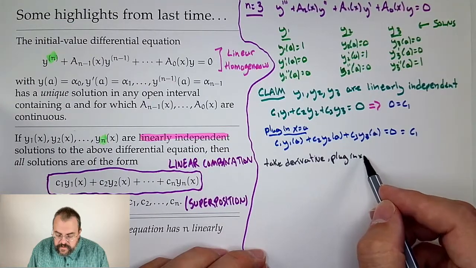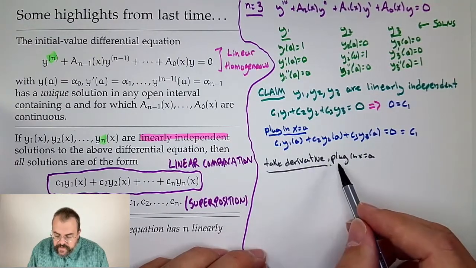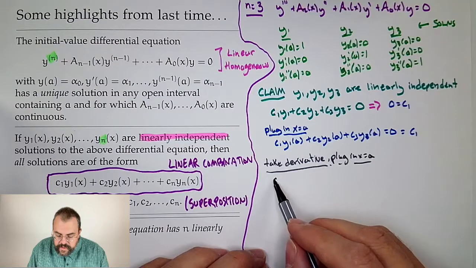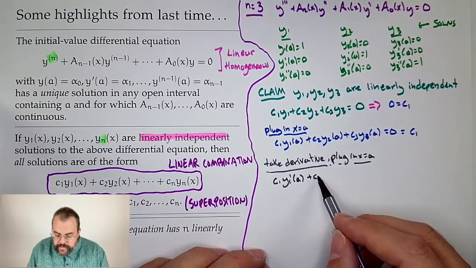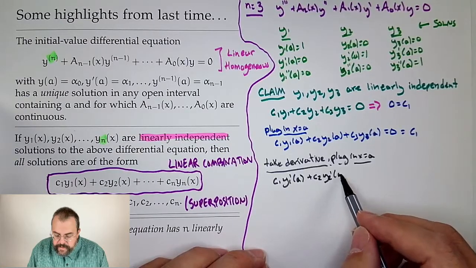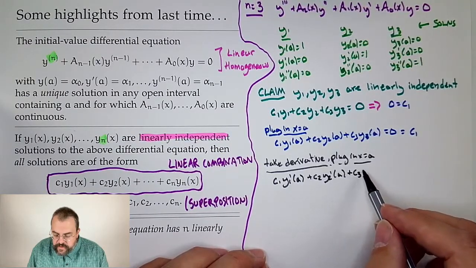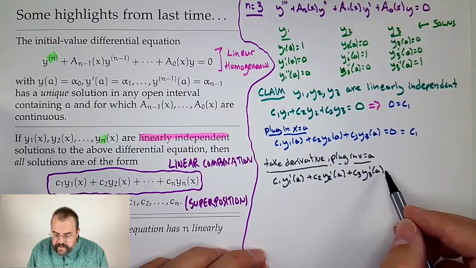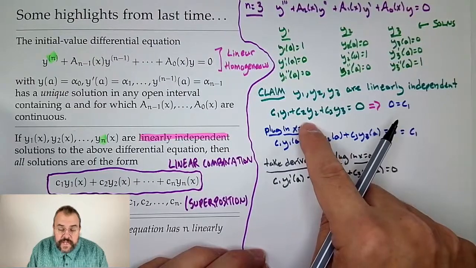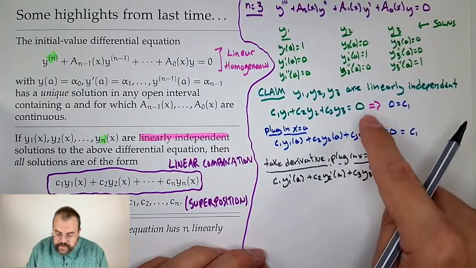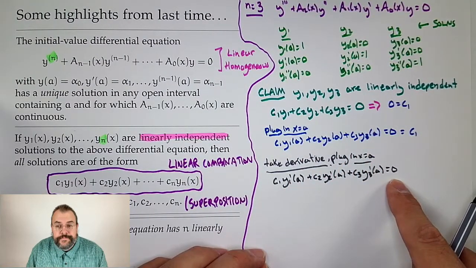All right, let's do it. Let's do that. Let's see what we get. So we're going to get c1 y1 prime at A plus c2 y2 prime at A plus c3 y3 prime at A. And of course, that equals 0, right? Because when we take the derivative of the left-hand side, that's what we get. When we take the derivative of the right-hand side, that's what we get.